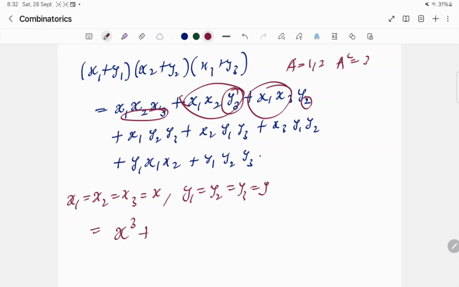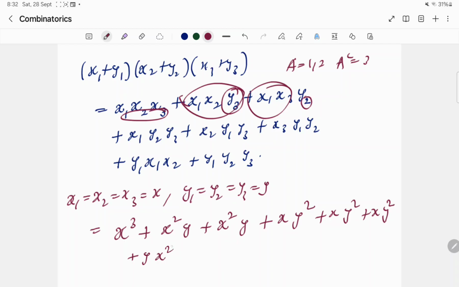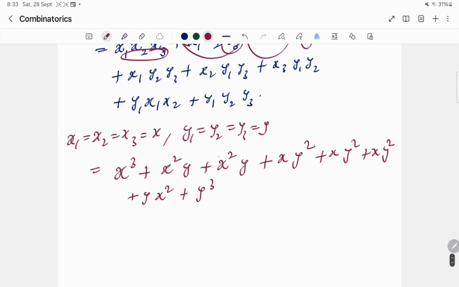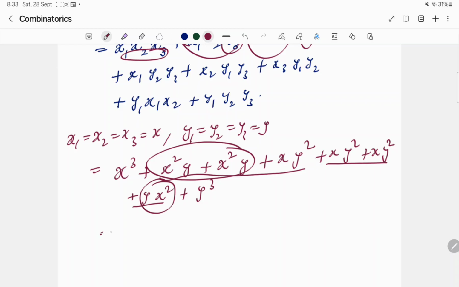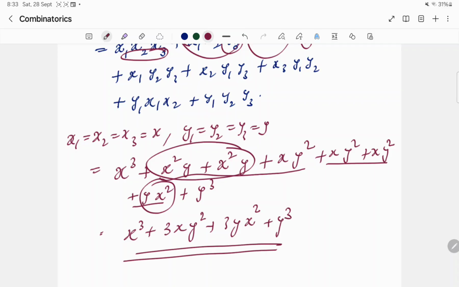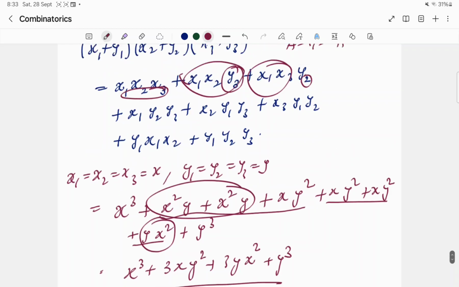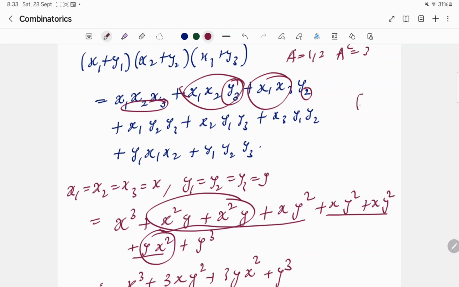So what happens is, the first one is x cube, the second one is x square y, the third one is x square y again, then x y square, plus x y square, plus x y square, plus y x square, plus y cube. So how many x square y are there? There are 3 x square y and 3 x y square. So that means it is x cube plus 3 x y square plus 3 y x square plus y cube. So that is the formula. Our product is determined by choosing the subsets of 3, and that's why it says nCk.